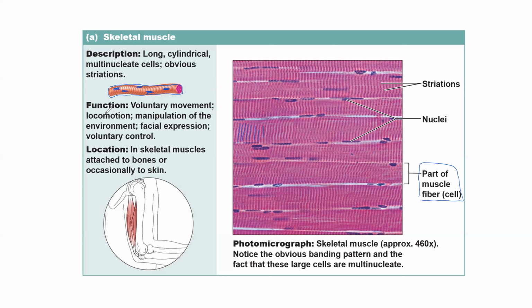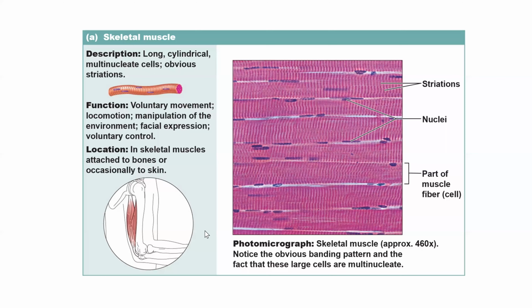Function: voluntary movement, locomotion, manipulation of the environment, facial expression, and they are under voluntary control. That means you can consciously control your skeletal muscles. Location: skeletal muscles attached to bones or occasionally to skin. So skeletal muscle tissue makes your skeletal muscles. Your skeletal muscles move your bones or move the skin of your face for facial expression. So that's the last slide.